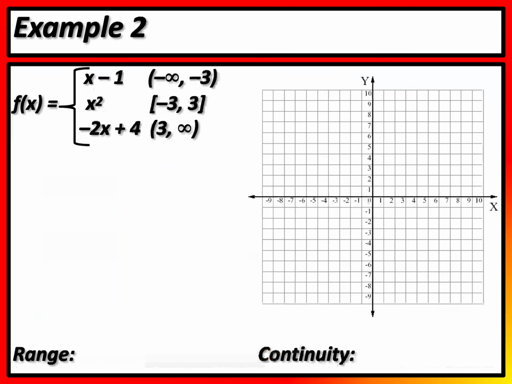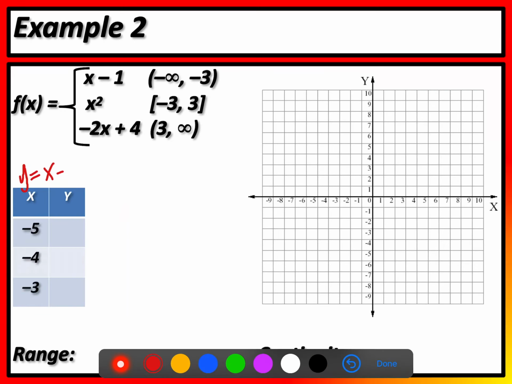Okay, so now I have 3 pieces of the graph. There's 3 different functions. It's a linear, a quadratic, and then another linear. Okay, so my first table is going to be for y equals x minus 1.